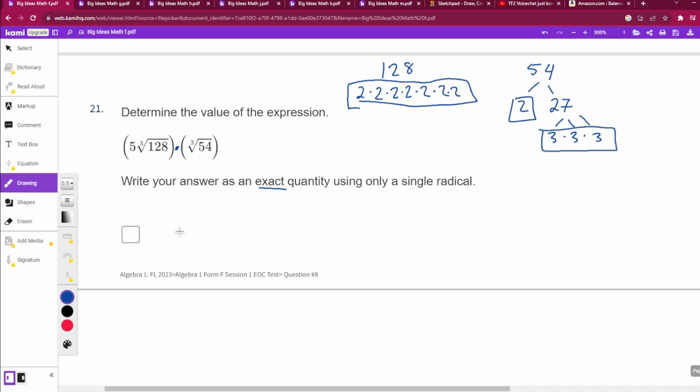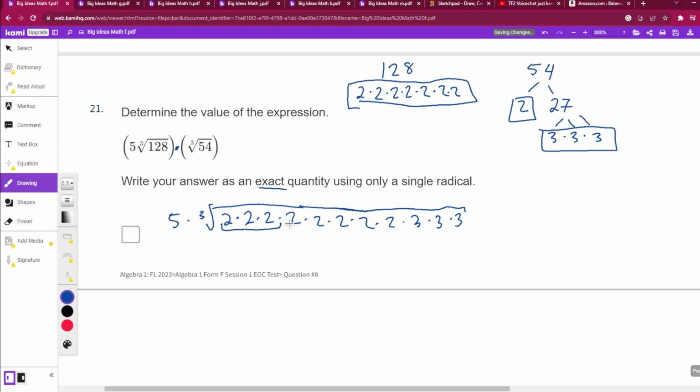So I can rewrite this as 5 times the cubed root of, and we're going to write all of these 2's. So 1, 2, 3, 4, 5, 6, 7, and then another 2. And then 1, 2, 3 3's. To simplify a cubed root, we're going to pull out 3 of a kind. So we could pull out a 2. We could pull out another 3 of a kind. Pull out another 2. And then pull out a 3 of a kind here of 3's.